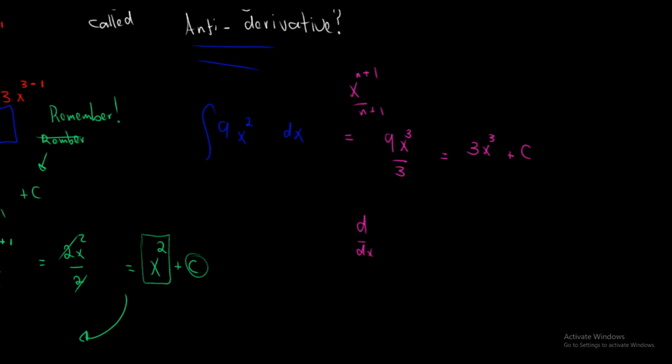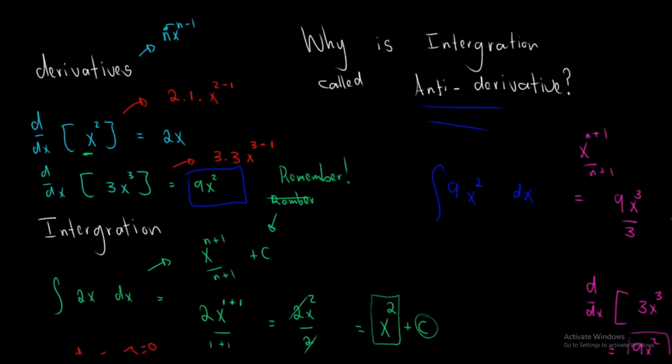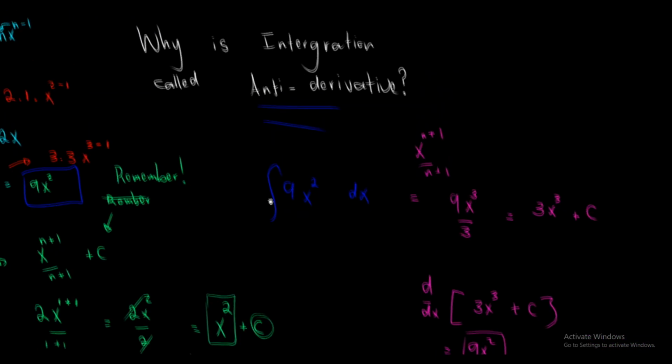Again, let's find the derivative of 3x cubed plus c. That's going to give me, multiply forward, subtract 1, and look at that. It just keeps giving me the same thing. So for one, I can use an opposite method to find the other one. Do you see why this is referred to as the antiderivative?